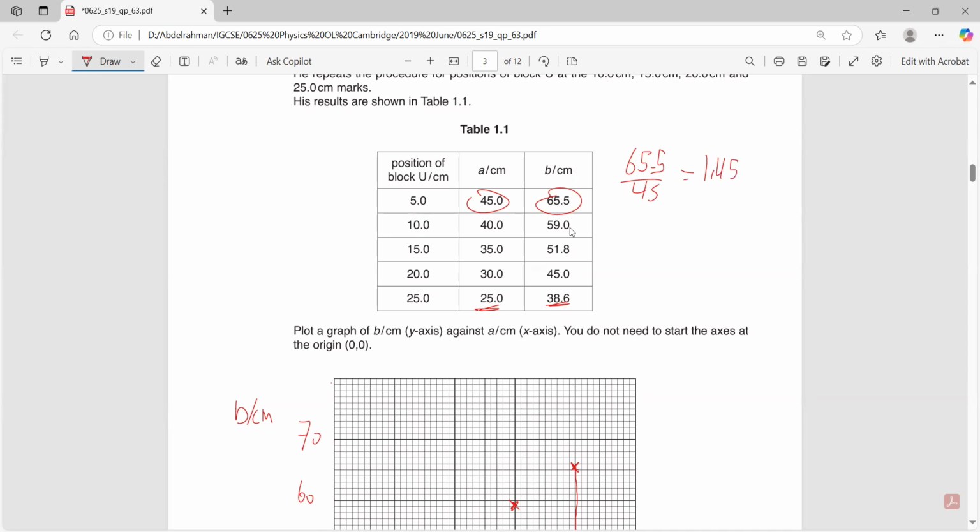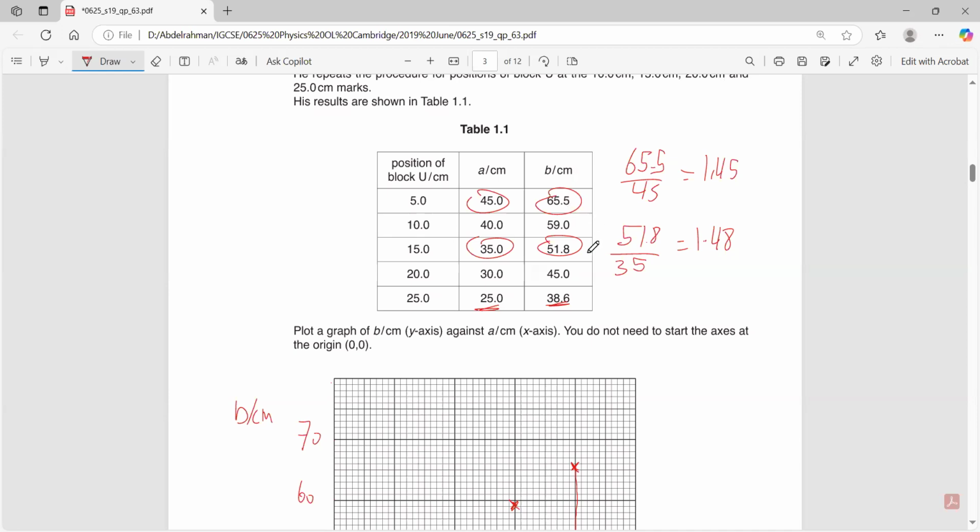If I take any two other numbers, 51.8 and 35, 51.8 divided by 35 is 1.48. So are they proportional? Yes, they are proportional. Should I say that from the graph there is a straight line that starts from the origin? No, I cannot say that, because it does not start from the origin. But the question was very specific. He asked me, are the values of A and B proportional or not? So 1.45, 1.48, yes, they are very close.